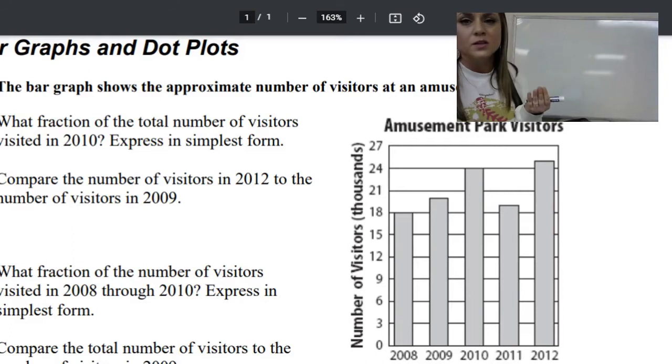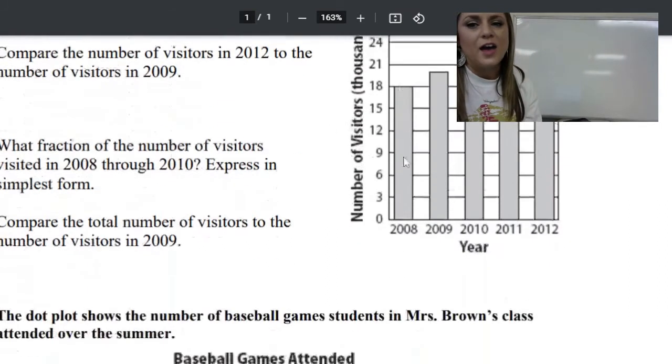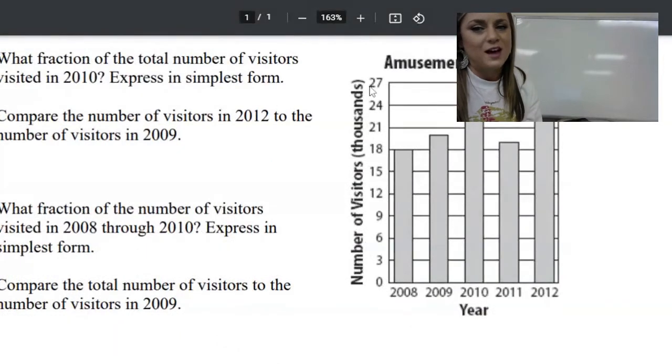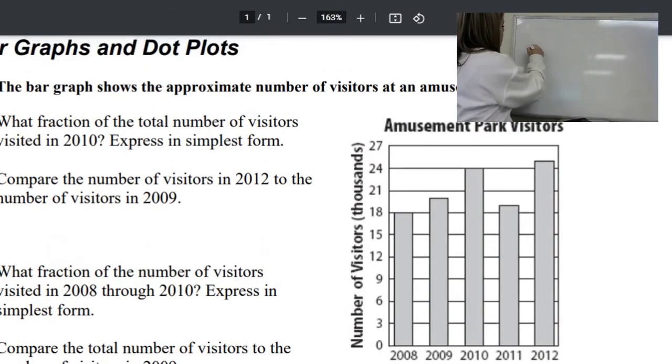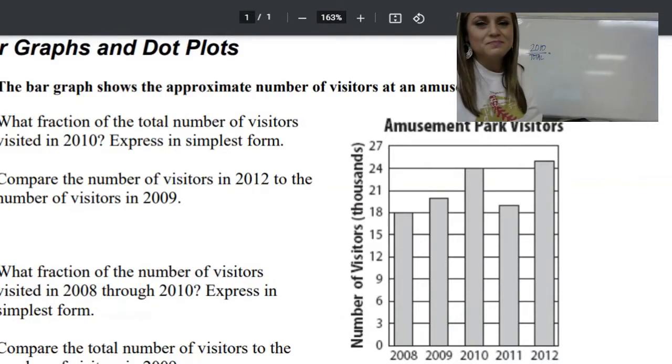So when they tell me simplest form, that means they're wanting it in fraction form. These are thousands, number of visitors in thousands, and then here is the year. So they want to know what is the fraction of the total number visited in 2010. So I'm going to do my 2010 over total visitors. Y'all know how I am about labels.